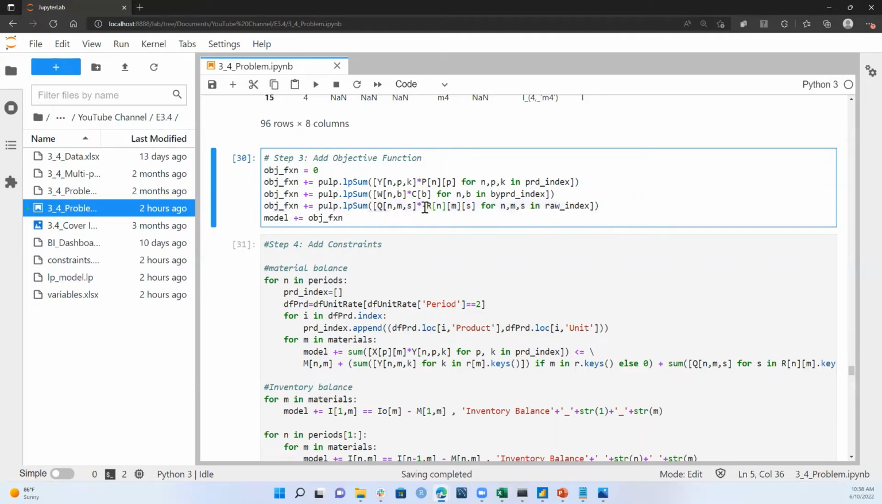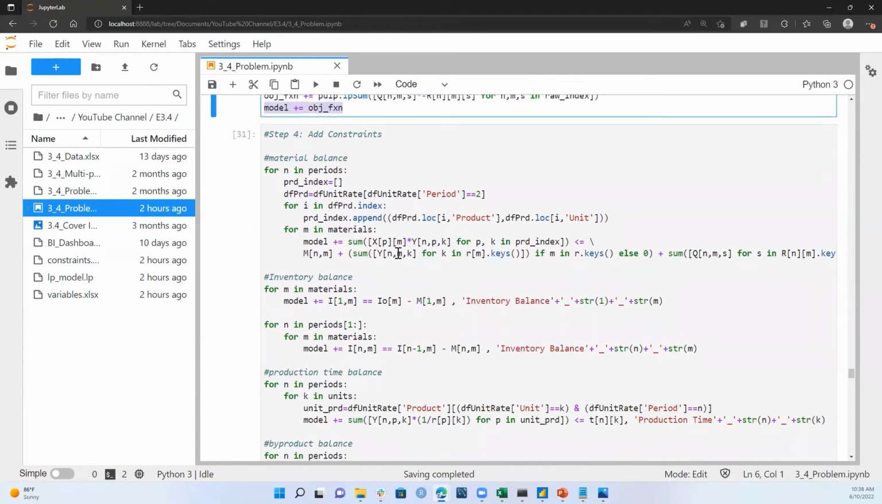Now, one thing to note here is the sign convention. In the data file, I put the costs of the raw materials in as a positive value. So in order for this to be a negative contribution, I have to maintain this negative sign here. So whatever your convention, just make sure you're consistent when you're constructing the objective function. And then I add this objective function to the model. And now for the last step in constructing our model, we'll go through the various constraints.